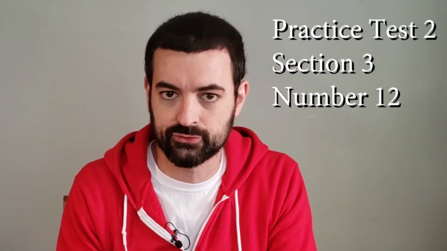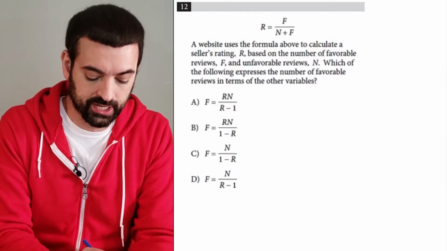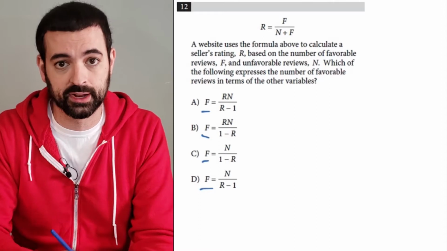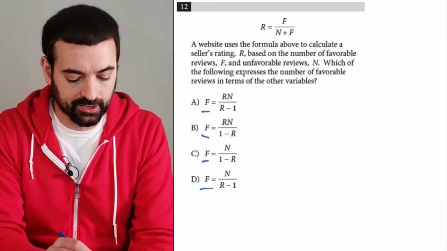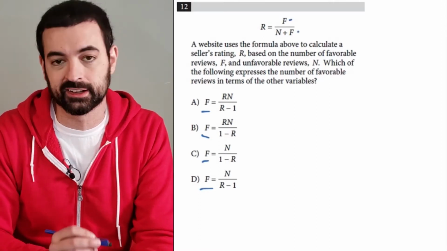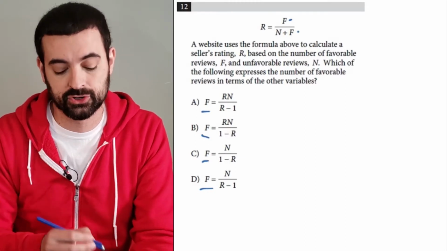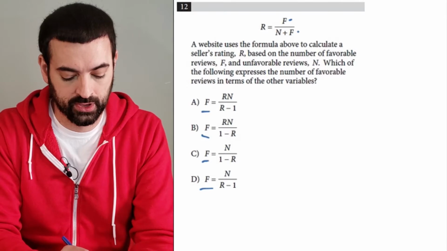One more. This is test 2, section 3, number 12. Students really have trouble with this. We're just being asked to solve for f. Again, look at the answer choices. That's what they're asking you to do. I think because there are two f's in the initial expression, students have a hard time figuring out how to combine those. I'm going to show you how to do that right now.